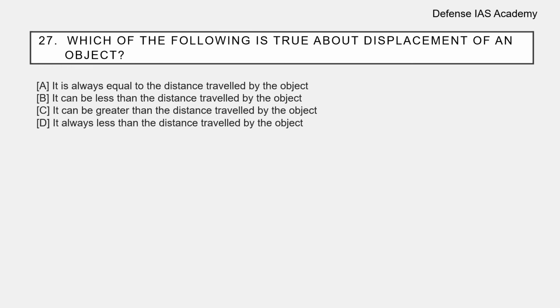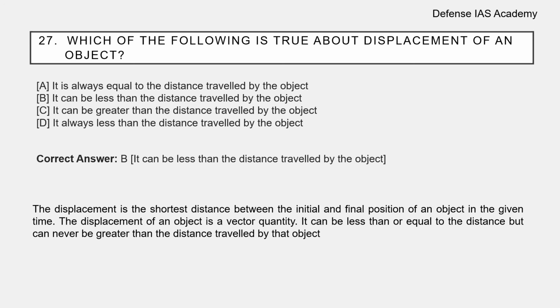Question number 27. Which of the following is true about displacement of an object? The options are: option A, it is always equal to the distance travelled by the object. Option B, it can be less than the distance travelled by the object. Option C, it can be greater than the distance travelled by the object. Option D, it is always less than the distance travelled by the object. Now the correct answer is option B. It can be less than the distance travelled by the object.